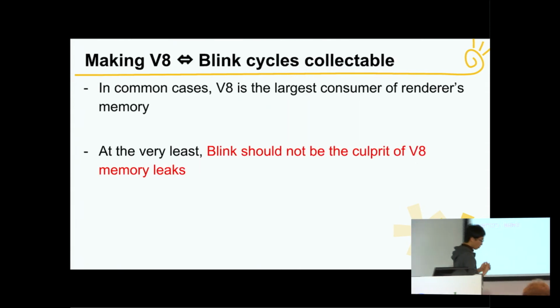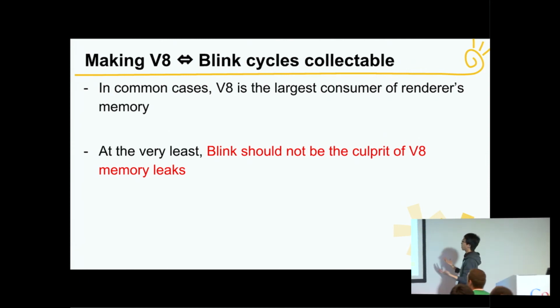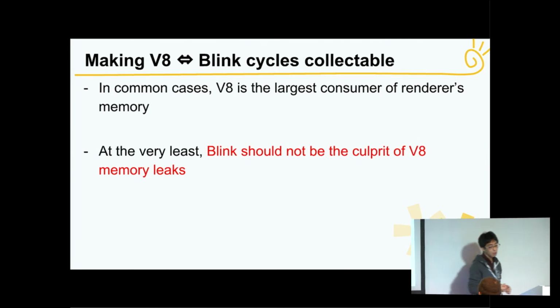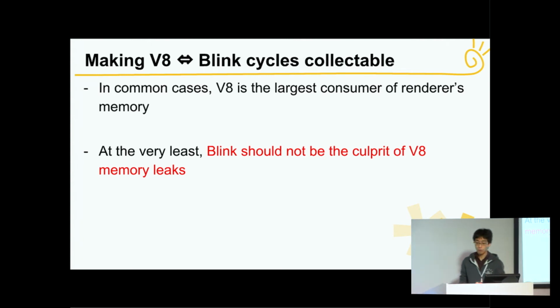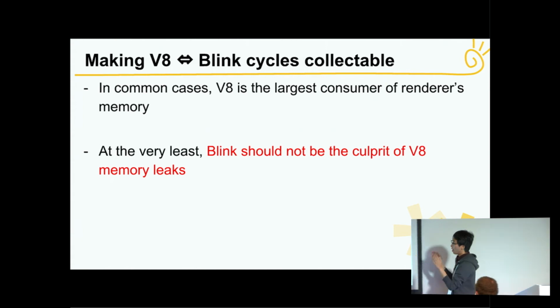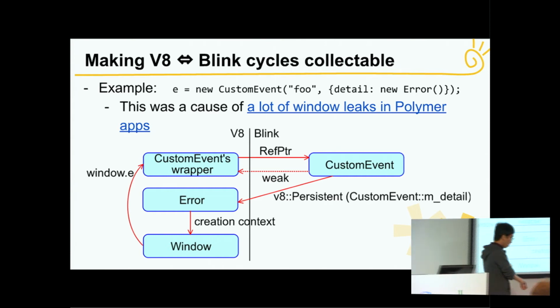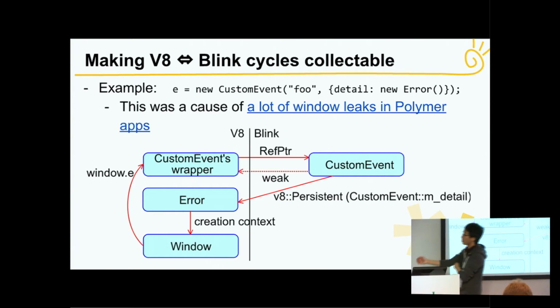So the final reduction project we are currently doing is making V8-Blink cycles collectible. In common cases, as you know, V8 is the largest consumer of renderer memory. So at the very least, Blink should not be the culprit of V8 memory leaks. Here is a good example.